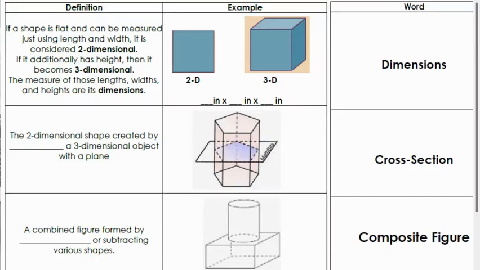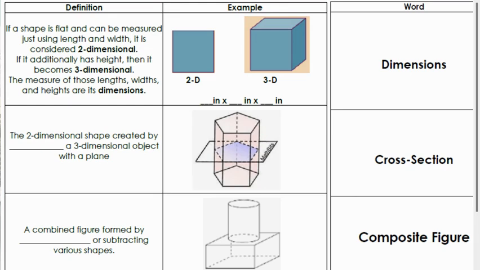Okay. The dimensions of an object. Well, we can mean a few different things here. First of all, we need to understand the difference between two-dimensional or 2D and three-dimensional or 3D. If a shape is flat and can be measured just using length and width, it's considered two-dimensional, like our first square here. If it additionally has height, then it becomes three-dimensional: length, width, and height, forming a cube like we see here in a 3D picture. So 2D is flat, 3D has that depth to it, or third dimension that's added.